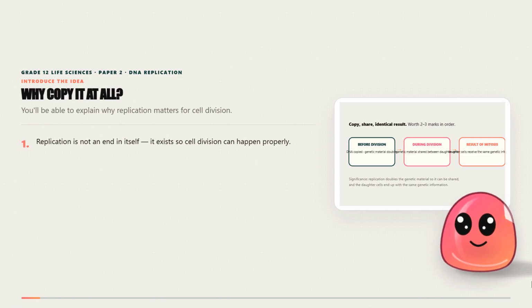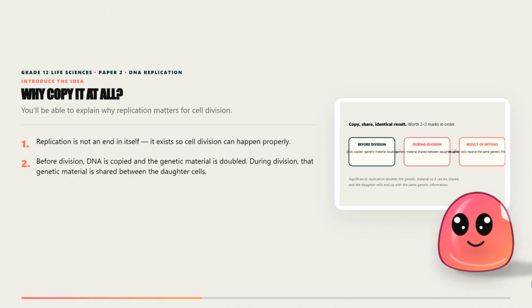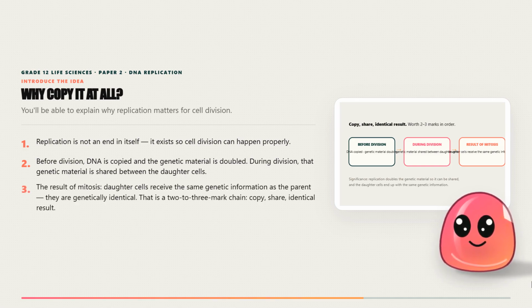Replication is not an end in itself. It exists so cell division can happen properly. Follow the chain. Before division, DNA is copied and the genetic material doubles. During division, that material is shared between the daughter cells. And the result of mitosis: daughter cells receive the same genetic information as the parent. Copy, share, identical result. That chain is worth 2 or 3 marks, so keep it in order.